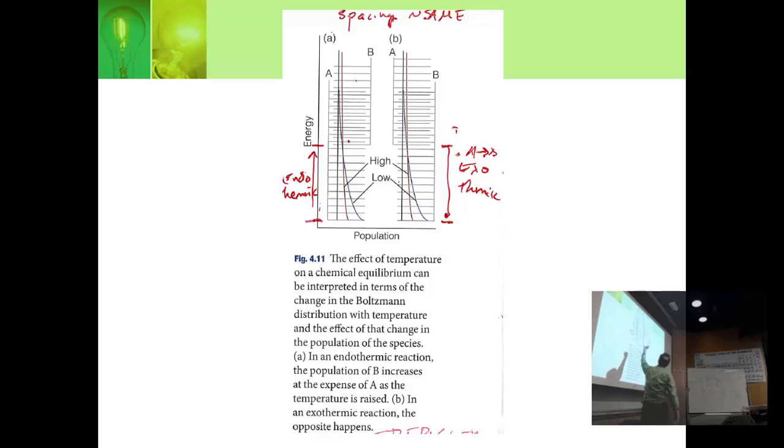You're going to get less of the stuff that's on the bottom. For an exothermic reaction, as you shift to higher temperature, you're going to get more A, less B, because there's more of A on the top, more of B on the bottom. Basically, increasing temperature gives you less of what's on the bottom, more of what's on the top. Exothermic or endothermic tells you what's on the bottom and what's on the top, if the spacings are similar, okay?